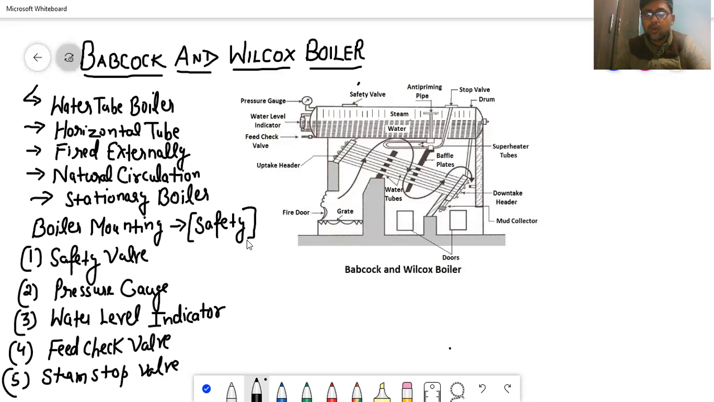Okay. And next is the boiler accessories. As all of you know, since it is an accessory, it is not always an essential part of it. Accessories can be used by the person who is selecting the boiler. If he needs it, he will install it. Otherwise, there is no necessity for that. In this boiler, Babcock and Wilcox boiler, we always use an accessory that is called superheater.